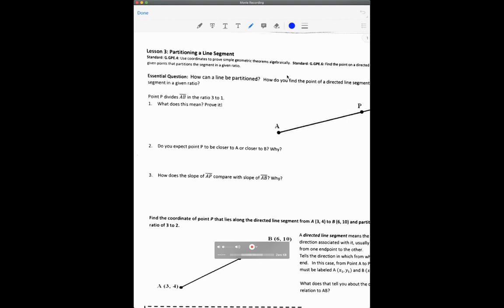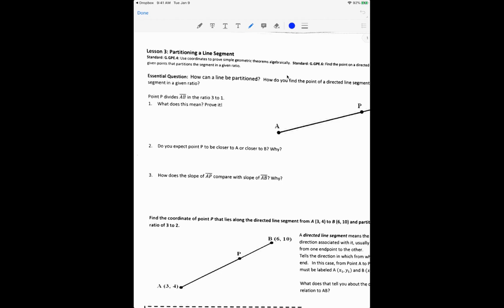Welcome back. Today we're going to be talking about partitioning a line segment. So this is an extension to Chapter 1. It wasn't included in the original Chapter 1 notes packet, but I did give you a copy of the PDF that you can download if you'd like to take notes on that.